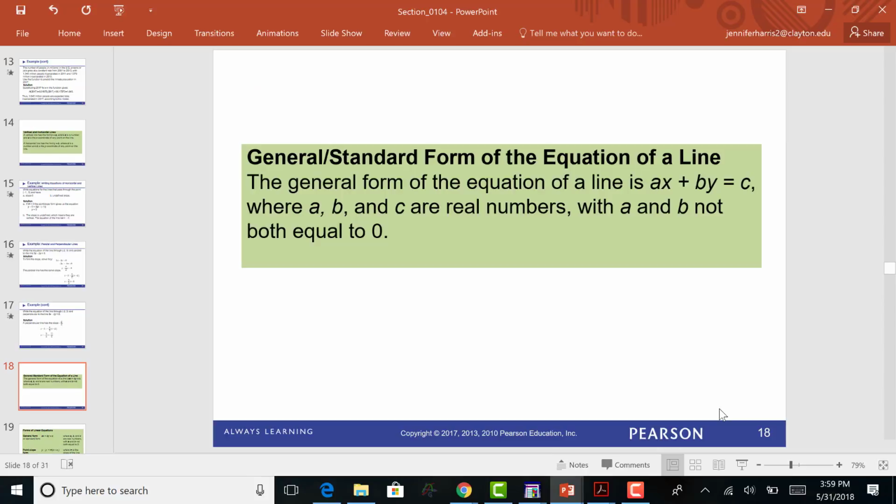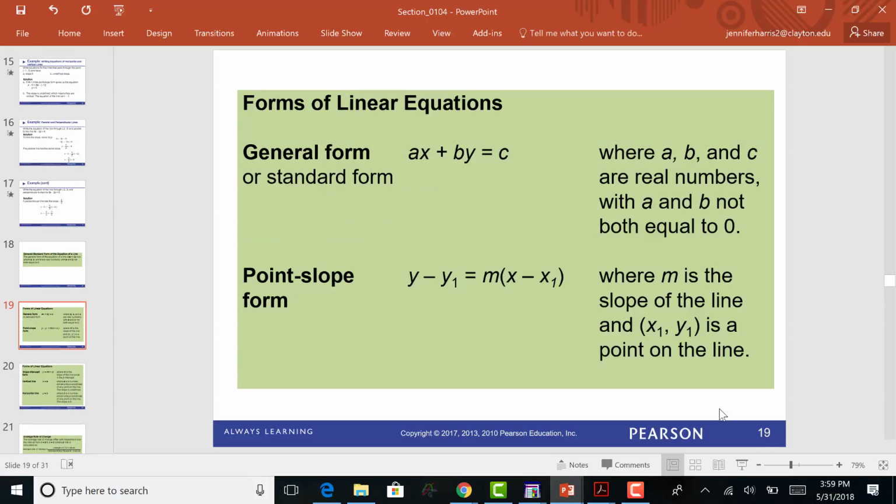Scrolling to the next one. There's a general equation, which you can call general or standard form, which you have ax plus b. Here's an example of what we call a general or standard linear equation. And it just basically looks like this. So if I say 2x plus 3y equals 5, that's called general or standard form.